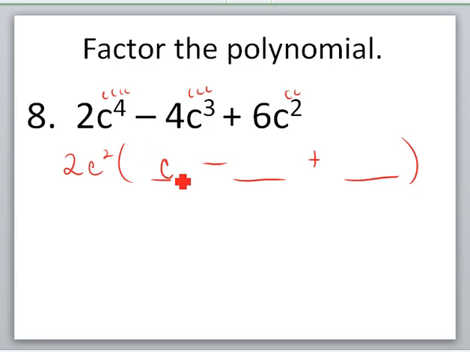C squared times c squared gives you c to the fourth. 2 times 2 is 4. C squared times c is c cubed. 2 times 3 is 6, and the c squared is already there. This is the end of factoring the greatest common factor.